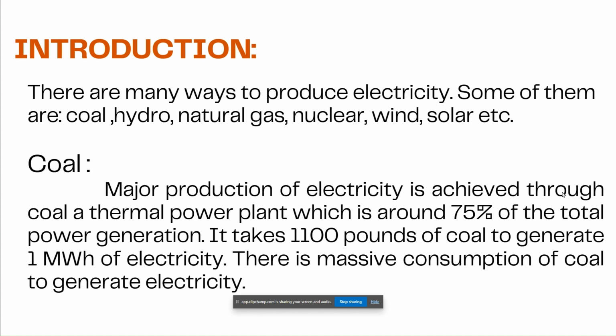Coal. Major production of electricity is achieved through coal, in thermal power plants, which is around 75% of the total power generation. It takes 1100 pounds of coal to generate 1 megawatt hour of electricity, which is a massive consumption of coal to generate the electricity.